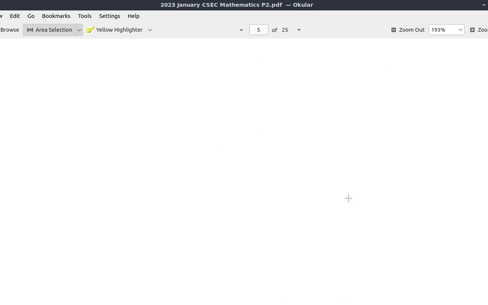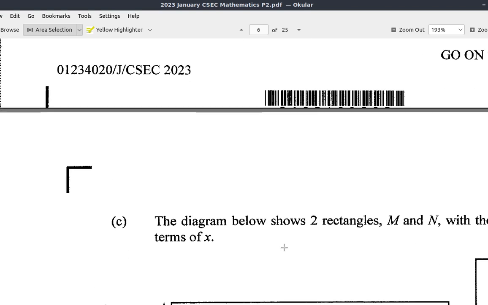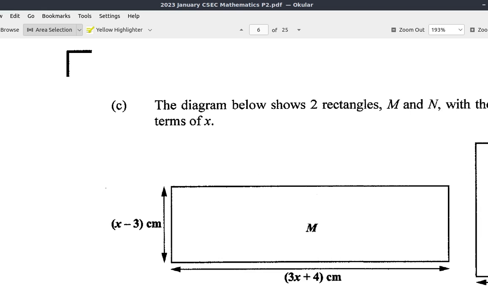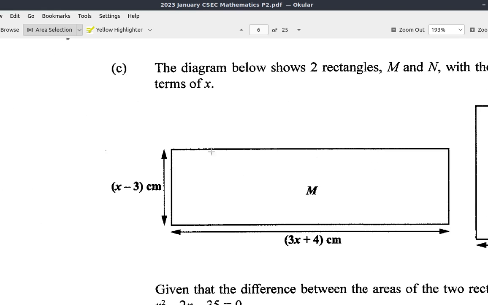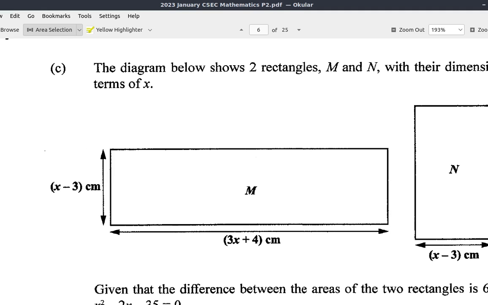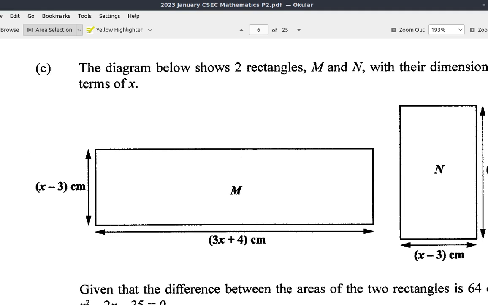What else is here? Okay, part C is with these two shapes. Alright. Let's just cut question 2 here and do part C in a different video. So I will see you then.